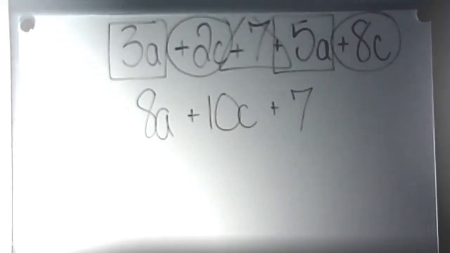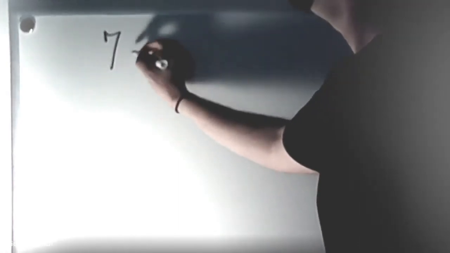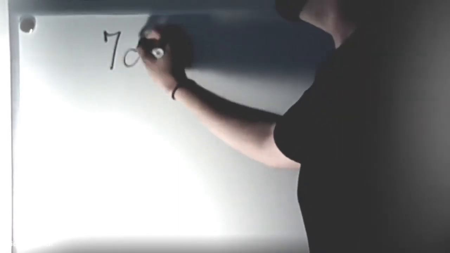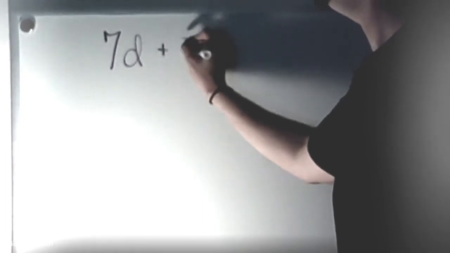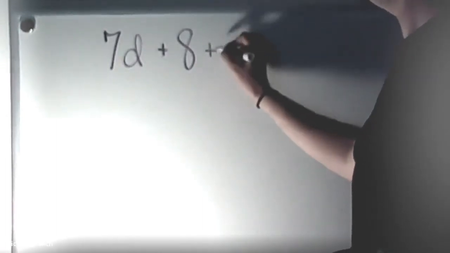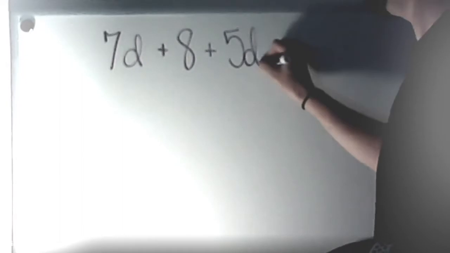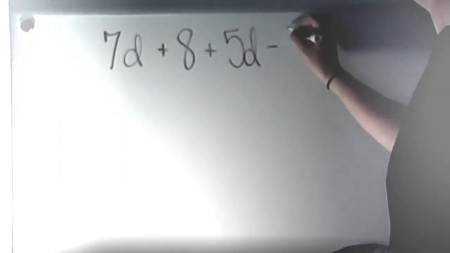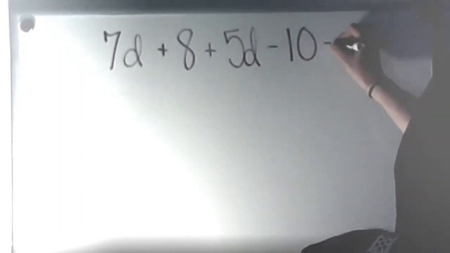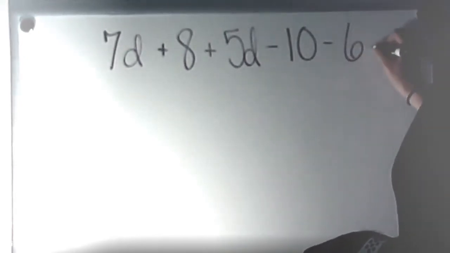All right. Let's do another one. Let's complicate things a bit. I have 7 dogs and $8 and 5 dogs added to it. But someone's going to take away $10 and someone's going to take away 6 of my dogs.